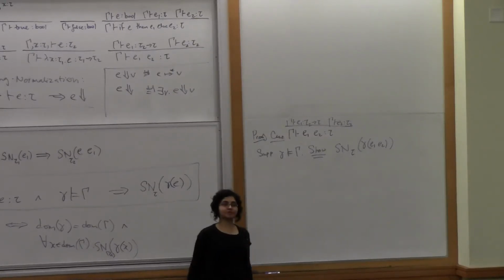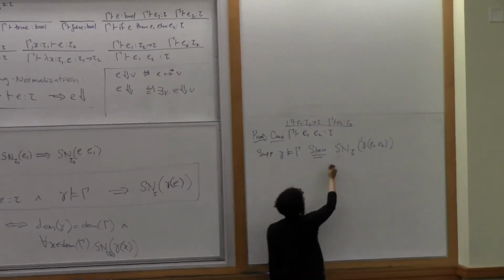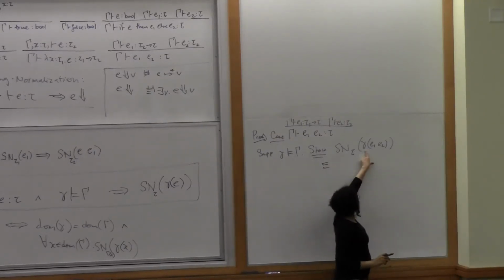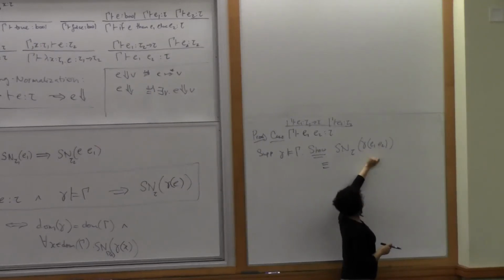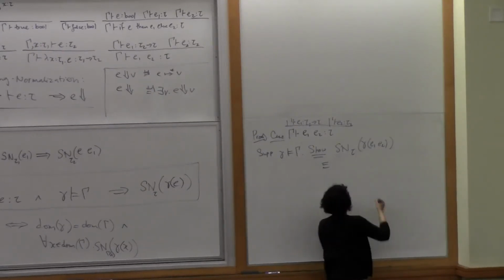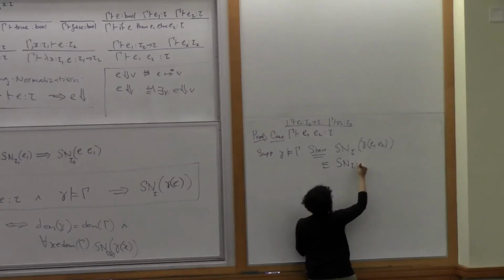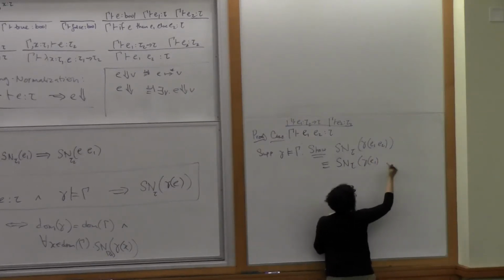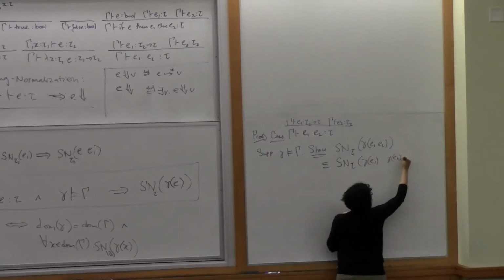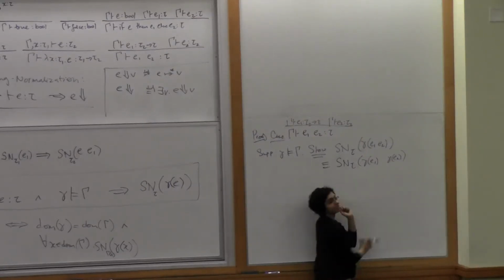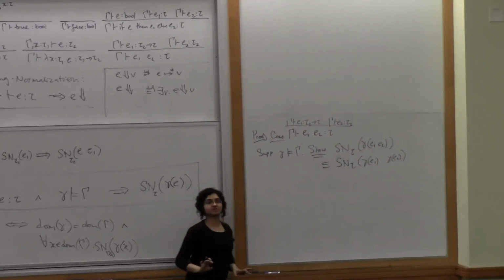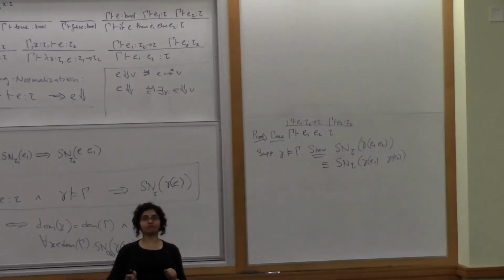First, again, let's make an observation about substitution. Notice that just by property of substitution, this expression is equivalent to gamma E1 applied to gamma E2. So it suffices to show gamma E1 applied to gamma E2 is strongly normalizing. We're just pushing the substitutions in, right?